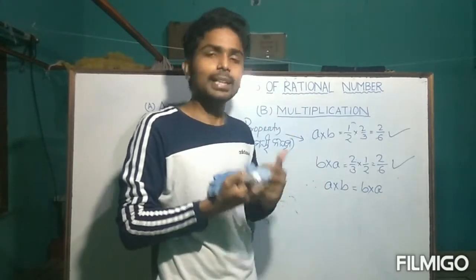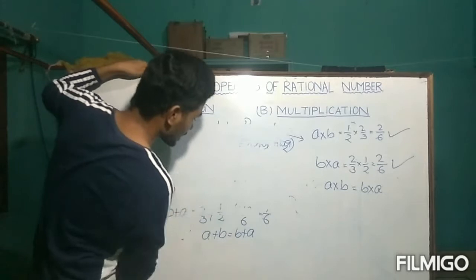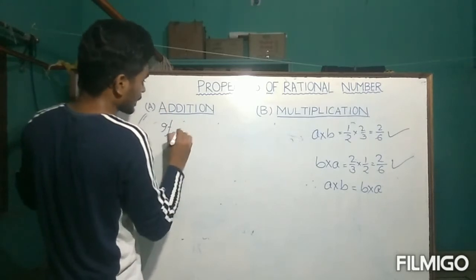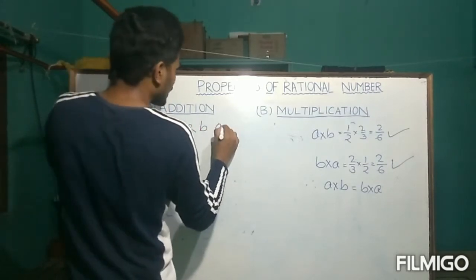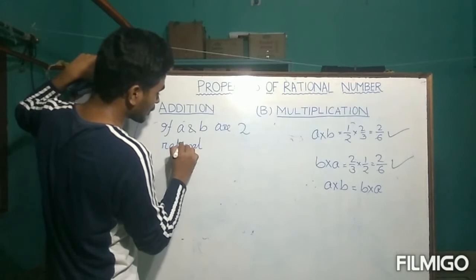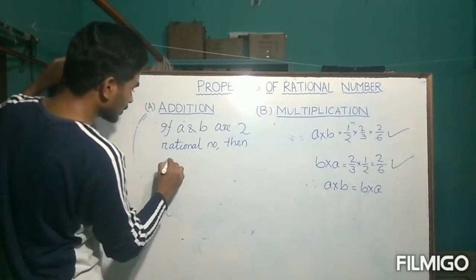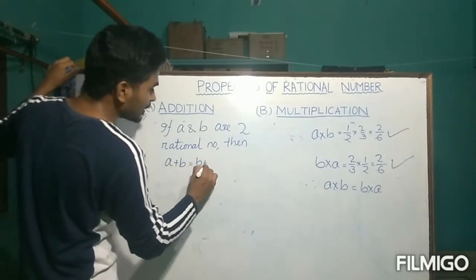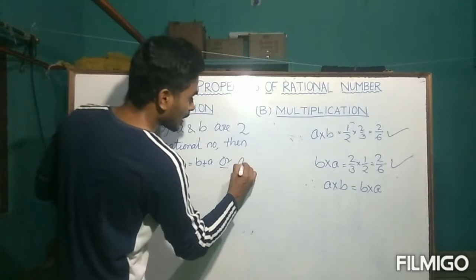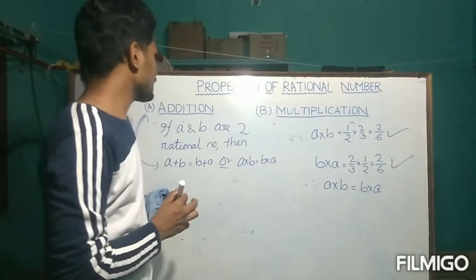After interchanging the place of a and b, they will give the same result as before. Okay, so we can write commutative property as: if a and b are two rational numbers, then addition wise a plus b is equal to b plus a, and multiplication wise a into b is equal to b into a. Clear? So this is the commutative property of rational number.